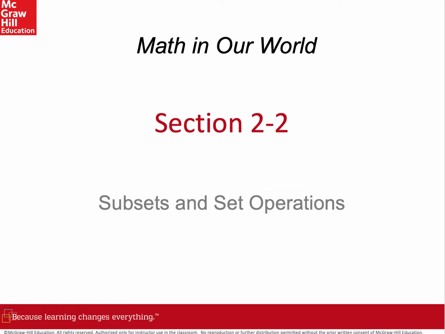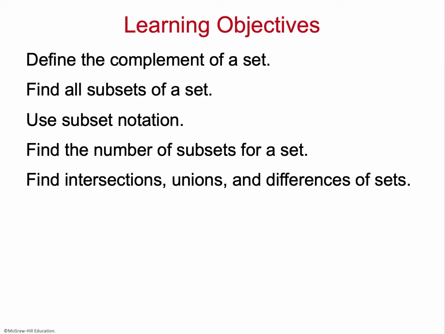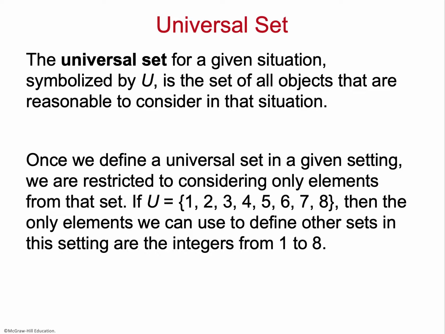Looking at subsets and set operations. The universal set for any given situation is identified by the letter U. This is the set of all objects that are reasonable to consider for that situation.